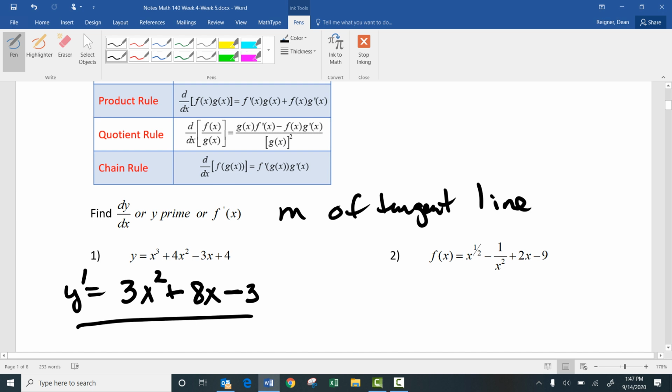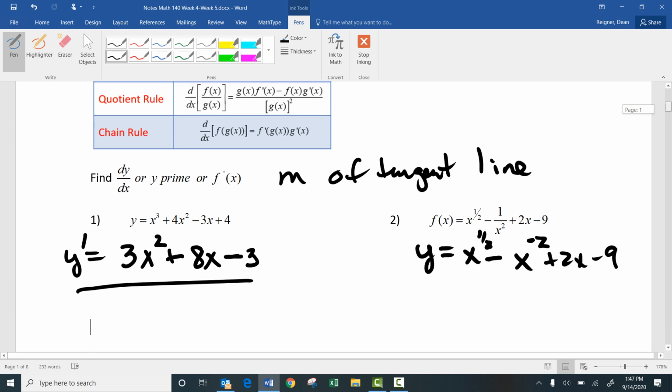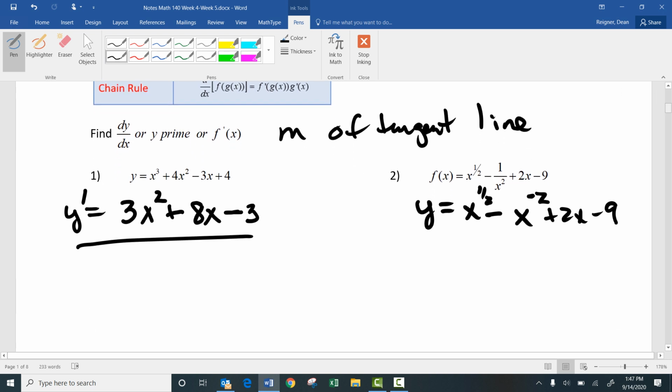Okay? So now the next one, I'm just going to replace the f of x with a y. So what you have to do sometimes before you take the derivative is you need to write it maybe a little bit better with exponents. So you can write this as x to the negative 2. All right, that'll help you before you do the derivative. So sometimes you have to rewrite these things before you do the derivative. That'll help you. So here we go.